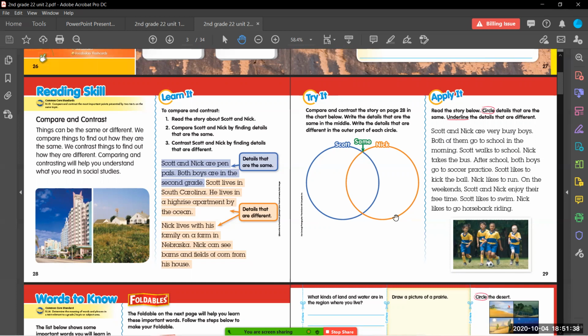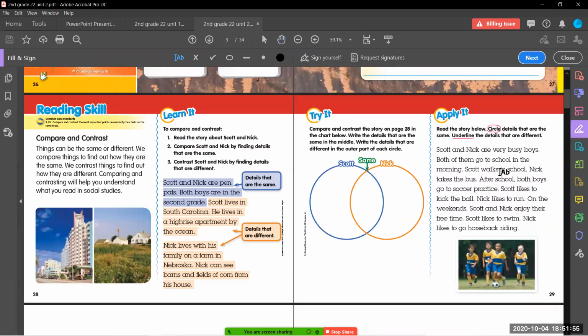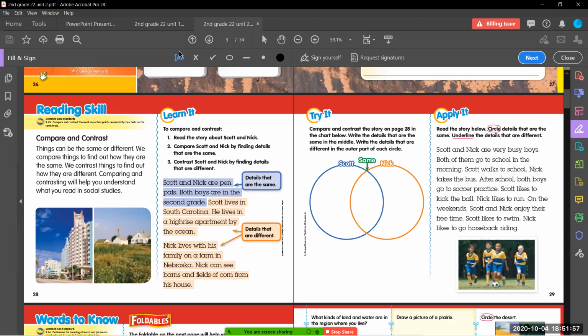Now, if you're doing this in your notebook, please make sure you are using your very best handwriting, because if I can't read it, I'm going to have to ask you to redo it. If you're going to be typing it, you can use the fill in sign option that I told you guys about previously. It's this one right here. When you click on that, it'll give you the option that looks like this to type.